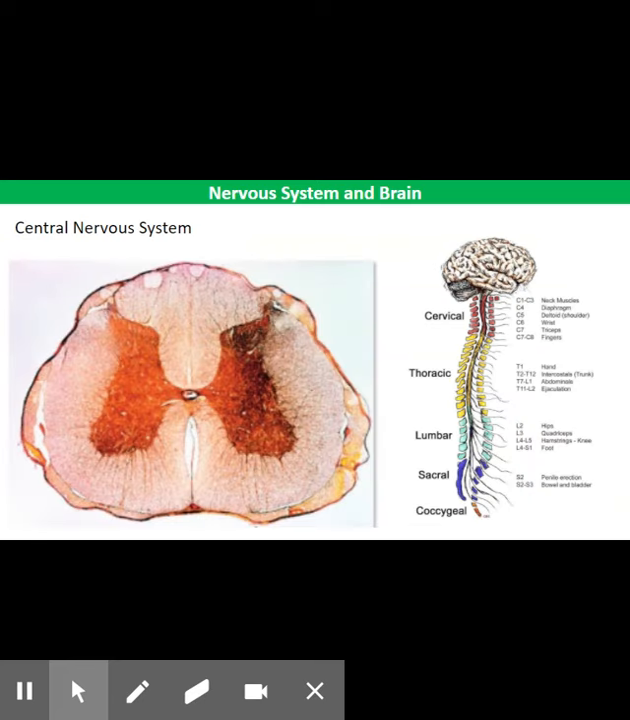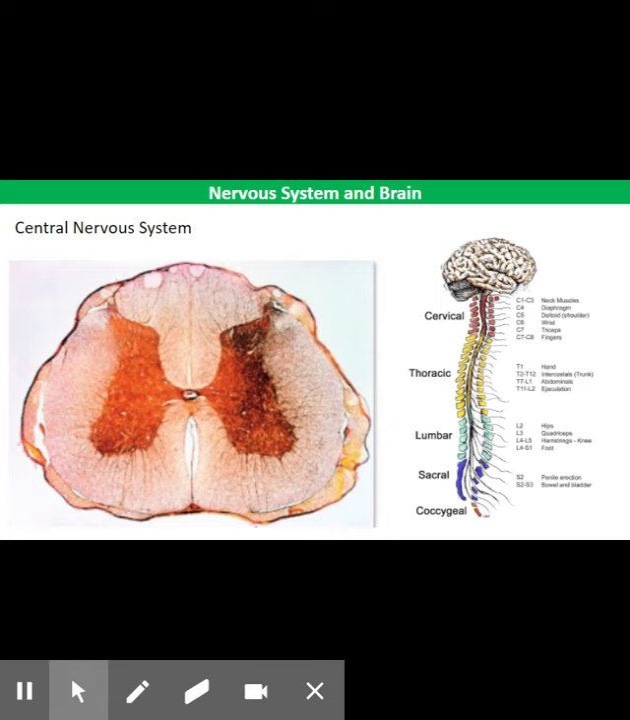The central nervous system is made up of the brain and the spinal cord. The brain is largely grey in colour, it's grey matter, because the relay neurons within it are largely unmyelinated. In comparison, the spinal cord is largely white matter. Although it does contain unmyelinated relay neurons, it also contains myelinated neurons, giving it that white coloration.